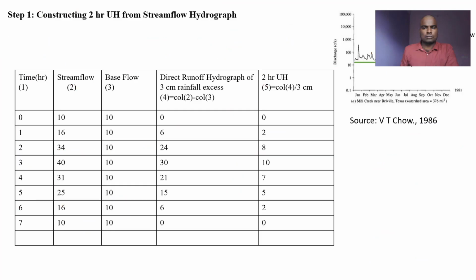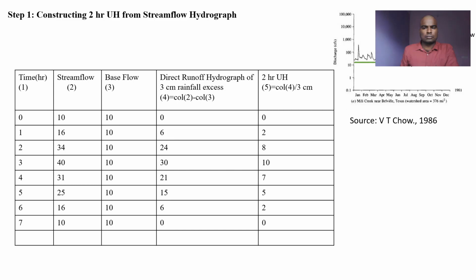So I mentioned step one. We need to construct the 2-hour unit hydrograph from a stream flow hydrograph. On the right side of this slide, can you see this graph picture? This picture is of stream flow measurement at the Mill Creek station. I have taken this from the book by Ven Te Chow. This textbook is for advanced hydrology. This particular graph shows the time-varying discharge at the Mill Creek station. So you can see there are peaks on.